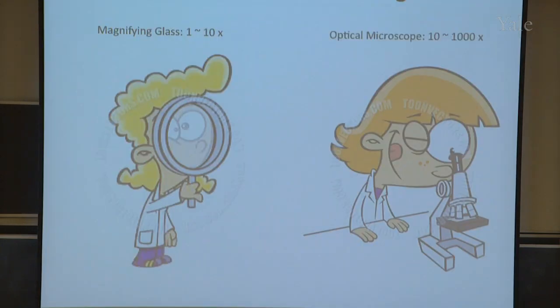How do I look at them? Now, if you want to look at small insects, you use a magnifying glass, and it gives you about 1 to 10 times magnification. So you can look at small things about 10 times bigger. You can use a microscope. In your school, you use a microscope either in biology class or your science class. This gives you about 10 to 1,000 times magnification. So you can look at small, small things using an optical microscope.